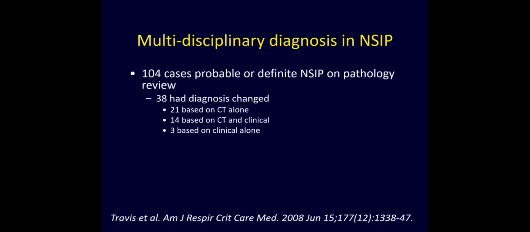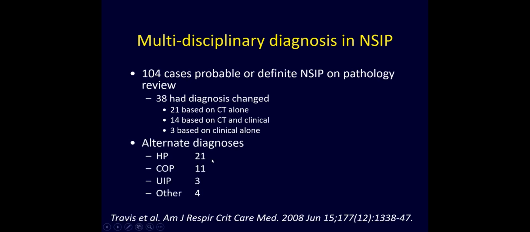They had 104 cases of probable or definite NSIP. And of those, 38, or approximately 1/3, had the diagnosis changed. 21 based on the CT alone, 14 based on CT and clinical, and 3 based on clinical alone. The most common alternative diagnosis, provided usually by CT or by clinical, was hypersensitivity pneumonitis.